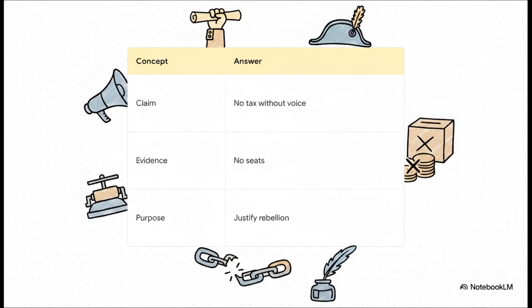The claim, it's pretty straightforward. Colonists shouldn't have to pay taxes if they don't have a voice in the government. The evidence backing that claim? They hold 0 seats in the British Parliament. None. And the purpose of shouting this in the streets and printing it in every newspaper? To justify their rebellion and build support against laws they felt were entirely unfair. You see how much deeper we get when we actually interrogate the evidence rather than just glancing at it?